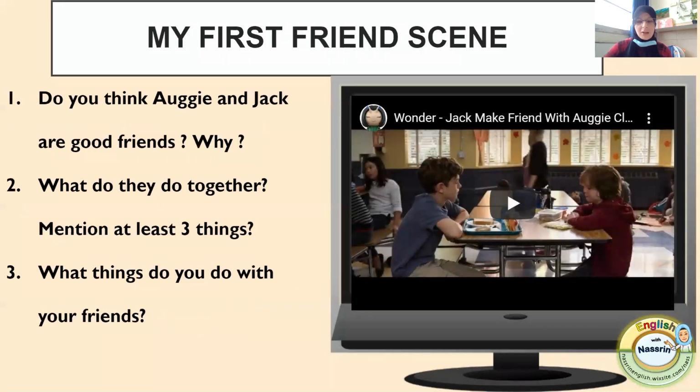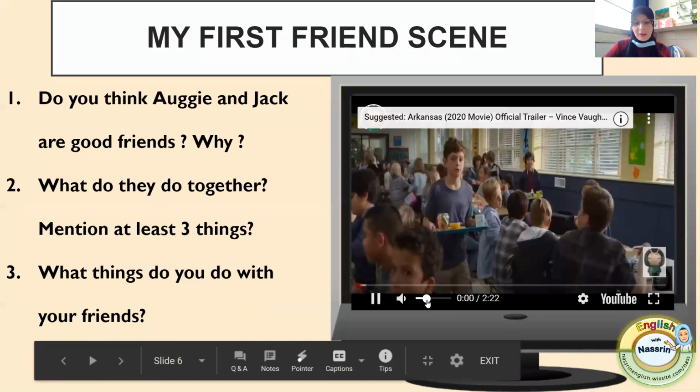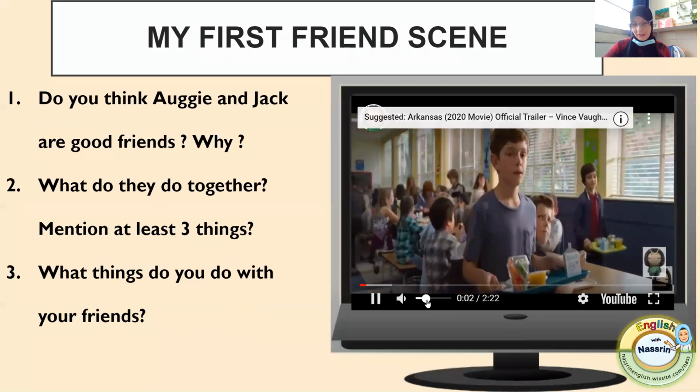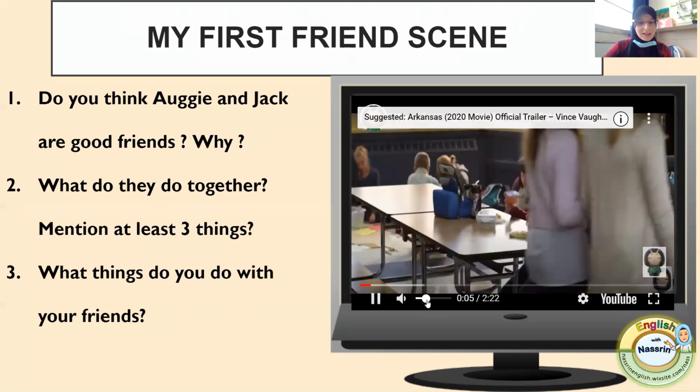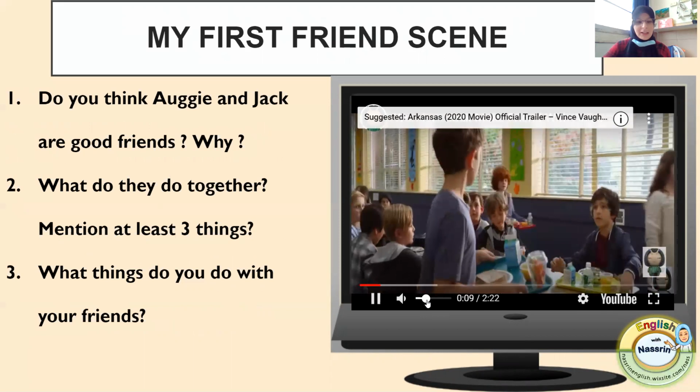Then the my first friend scene, and of course we talk about the theme of friendship here. After watching this short scene, you would get to see that Augie and Jack develop a relationship of friendship, and they become very good friends. You could talk about the character of Jack and describe him, and talk about Augie as well.